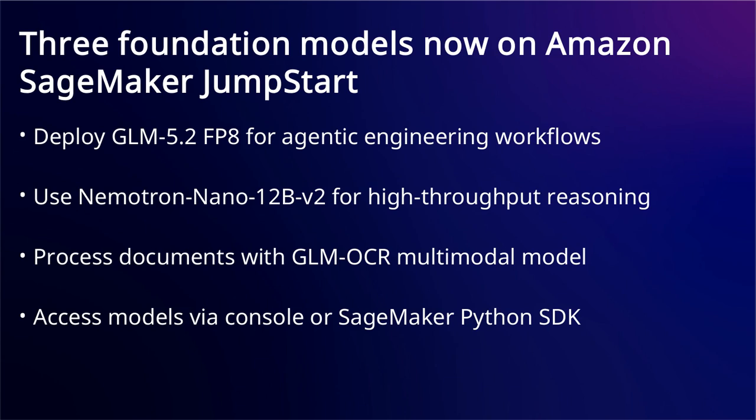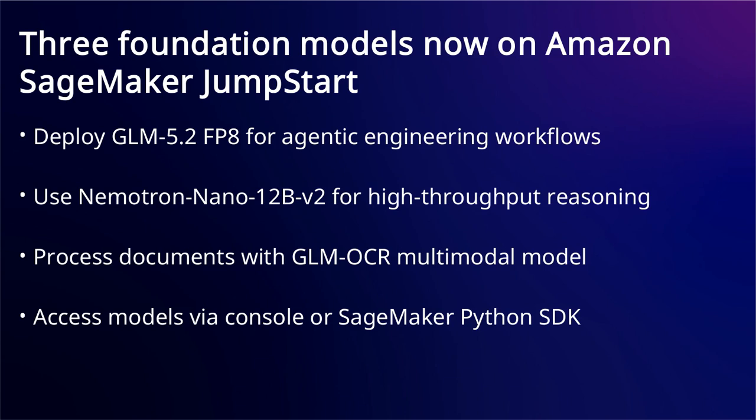Enterprises need foundation models that can handle complex engineering workflows, process reasoning tasks efficiently, and extract information from documents at scale. You can now deploy 3 models on Amazon SageMaker JumpStart to address these requirements. First, you can deploy GLM 5.2 FP8 with its 1M token context window to handle full-cycle software development from requirements to deployment in a single task.